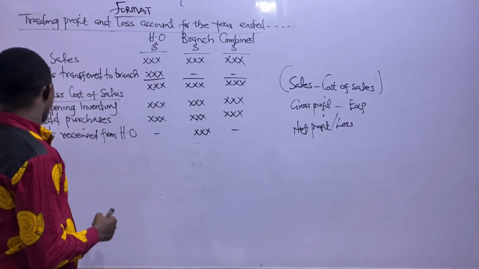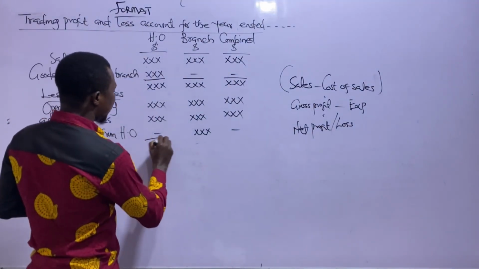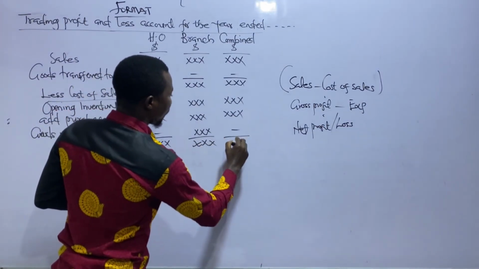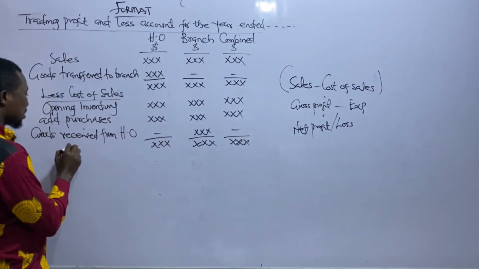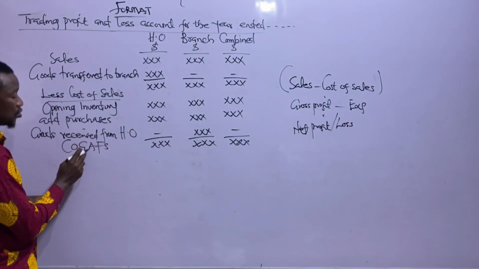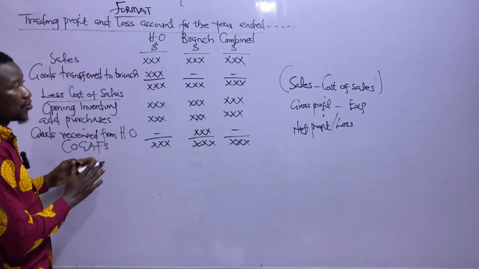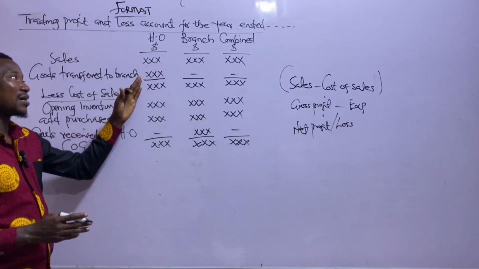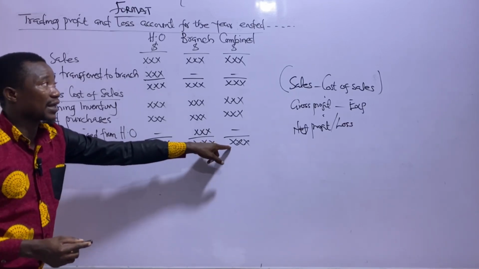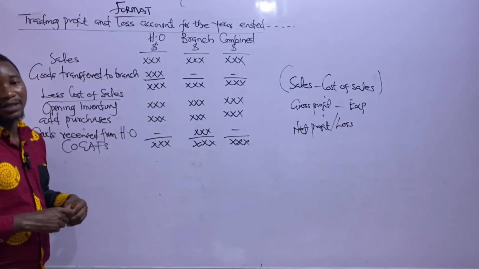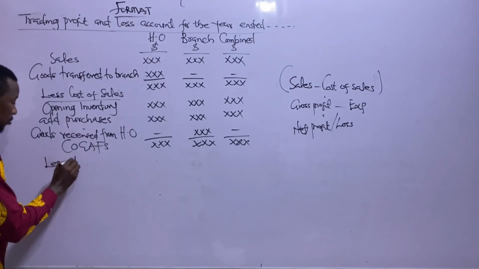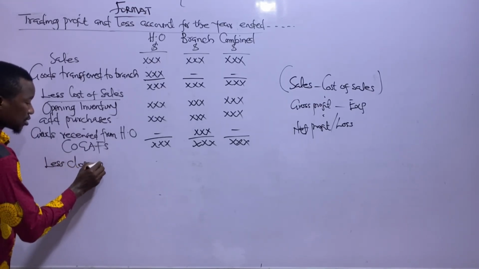After recording the goods received from head office, we just have to make additions, and we call this COGAS, cost of goods available for sale. These are the goods that are available for both the head office and the branch to sell to their customers. I hope this is clear. You just have to add the two and get a combined cost of goods available for sale. After getting this, we less closing inventory.